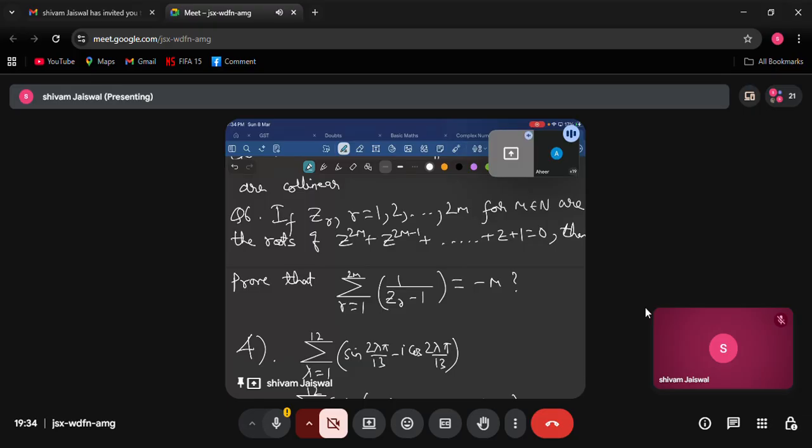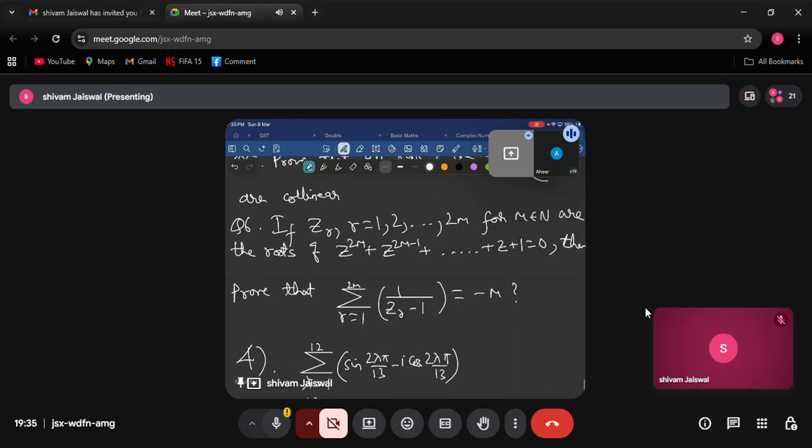Can you people understand that all are 2m plus 1th roots of unity? Yes or no? That means zr to the power 2m plus 1 is equal to 1. Are you people able to understand this? If you are able to understand, I'll explain. Okay, let us start.